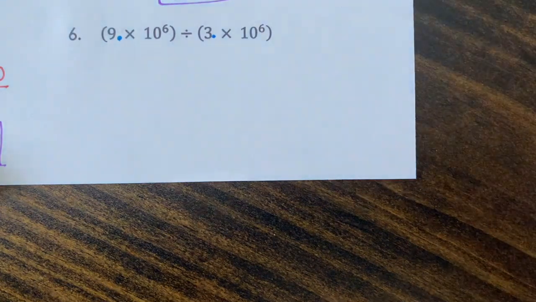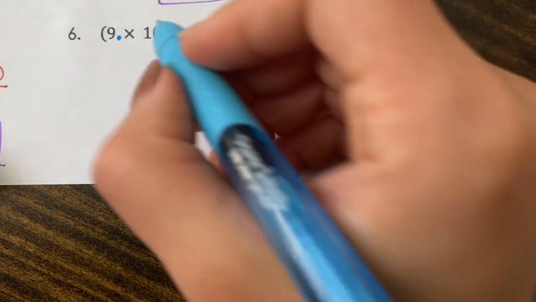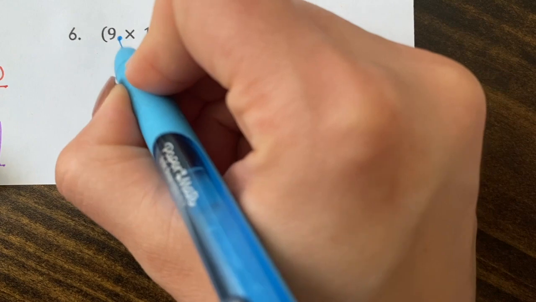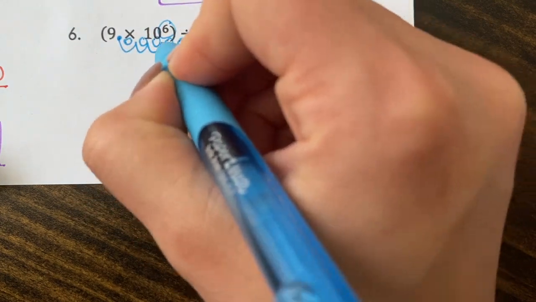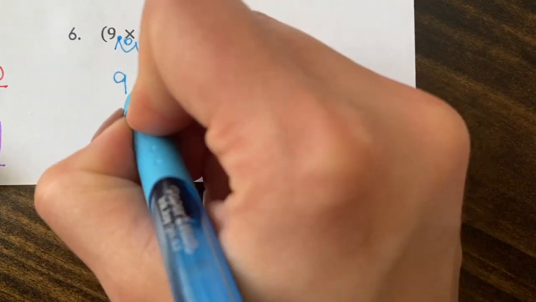I'm sorry, I'm trying to make the color not be so gray. All right, so we're going to move it 6 right. So 1, 2, 3, 4, 5, 6. That means we have 9 and 6 zeros. That is 9 million.